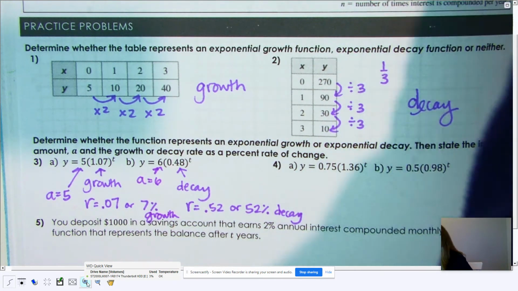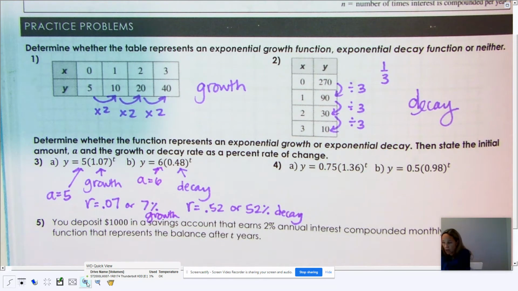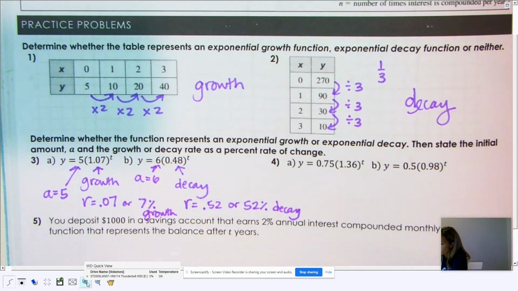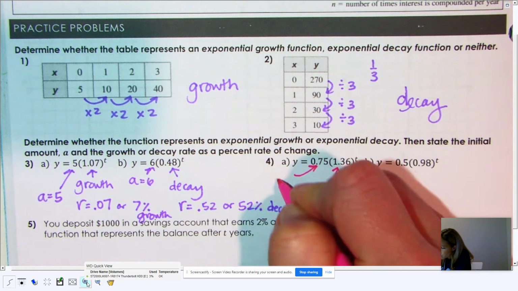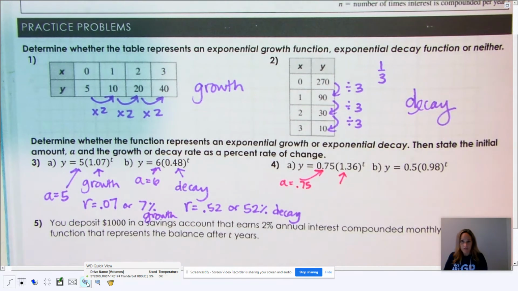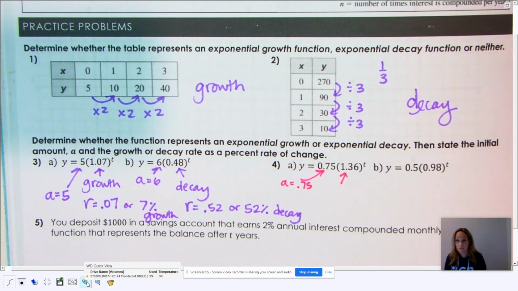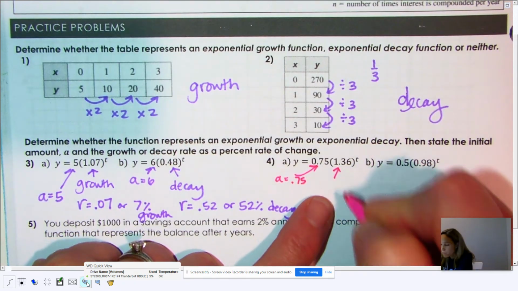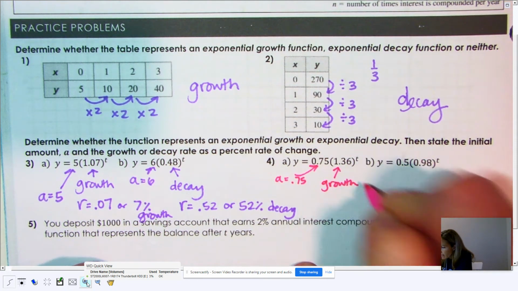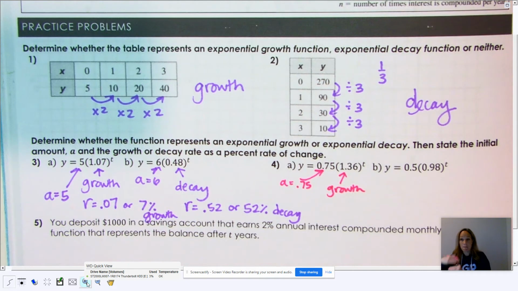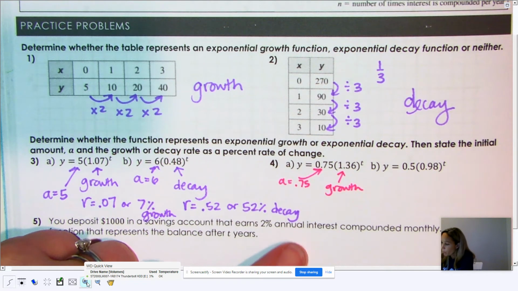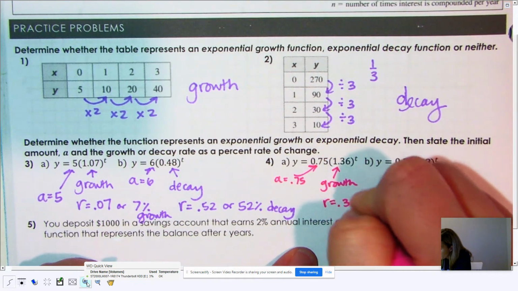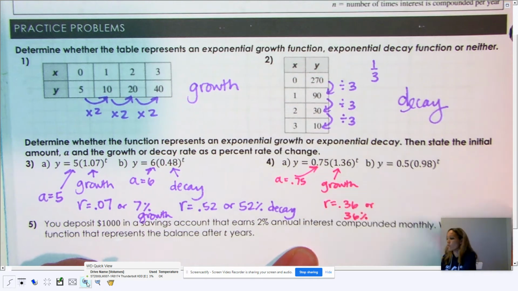Okay, so looking at problem number 4, same thing. We're going to say whether it's growth or decay, initial amount, what's the rate, and percent of change. So this one, first of all, here's our initial amount, A equals 0.75. Whatever number is outside of the parentheses there is our initial amount. And then this one is growing because it's bigger than 1. So we're going to say growth. And then the rate at which it's growing is the amount that it's bigger than 100%. So this is 1.36. The extra amount there would be the 0.36. Or you could say 36% growth.